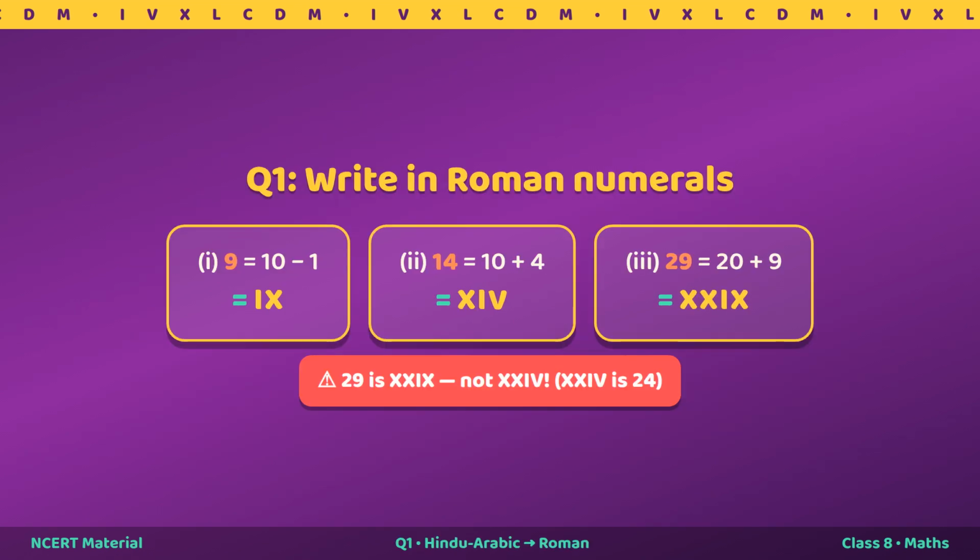Question 1. Write the following Hindu Arabic numerals as Roman numerals. 9 is 10 minus 1, so we write IX. 14 is 10 plus 4, XIV. And 29 is 20 plus 9, XXIX. Careful here. 29 is XXIX, not XXIV. XXIV is 24. This is a very common mistake.